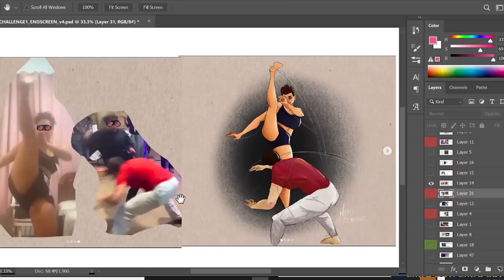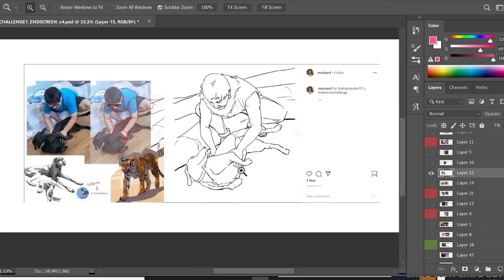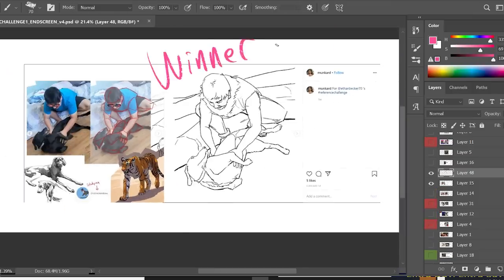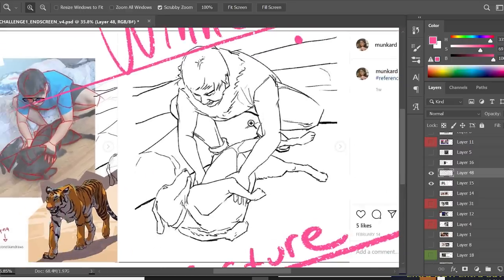All right, this one's good. Nothing really to say here. Just wanted to show it. Nice and cool. This one. All right, this one right here. This is a winner, baby. Winner. Winner for structure. Why? Because this structure is so darn nice, so darn clean.